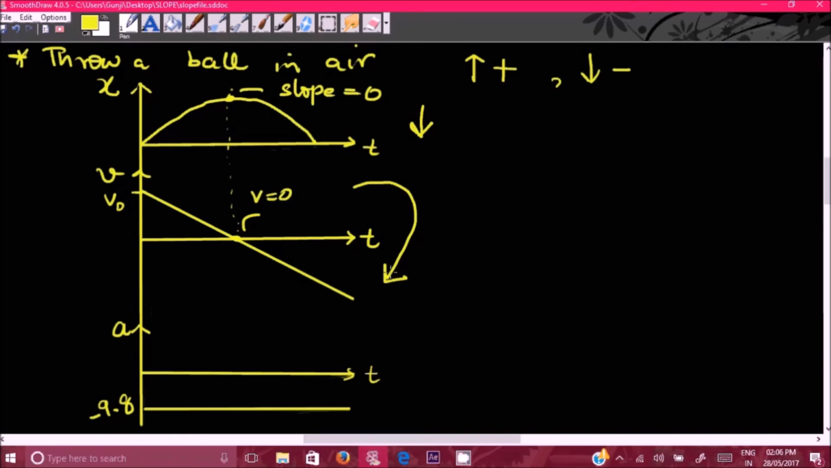Let's summarize what we have learned today. We have understood that if we have been given the displacement versus time graph, we can plot the velocity versus time graph and the acceleration versus time graph. Or the other way around, if the acceleration versus time graph is given or some information is given, then we can plot the displacement versus time graph and velocity versus time graph.